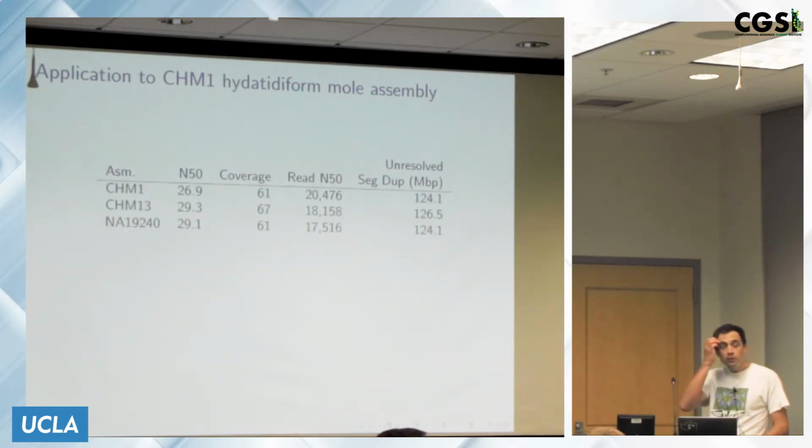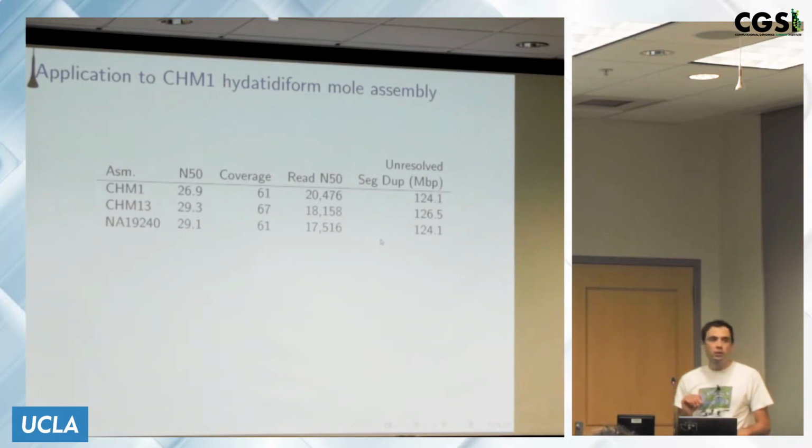And the input assemblies that we looked at, we considered 3 different assemblies. The N50s of these assemblies were relatively large compared to a lot of current approaches or a lot of past runs. So between about 27 and 29 megabase N50s. Pretty high coverage, around 60-fold coverage, and read lengths that were fairly long, up to 17 to 20 kilobases. And the amount of unresolved segmental duplications, if we use that metric of plus and minus 50 kilobases on either side of any segmental duplication, was about 125 megabases per assembly.